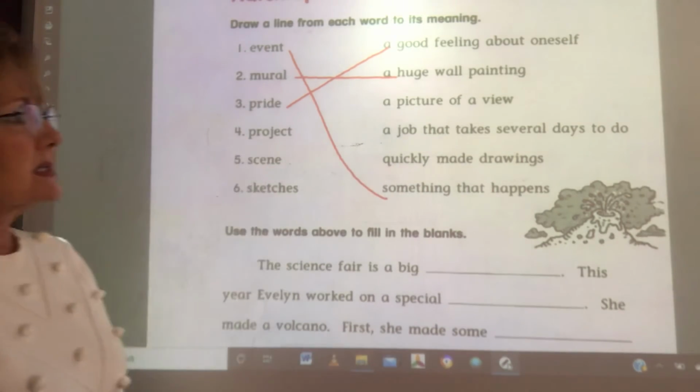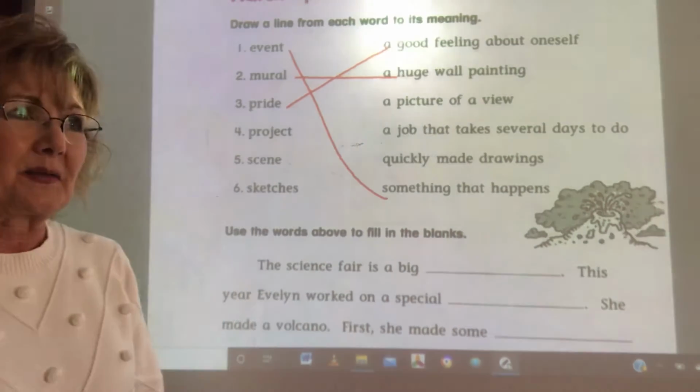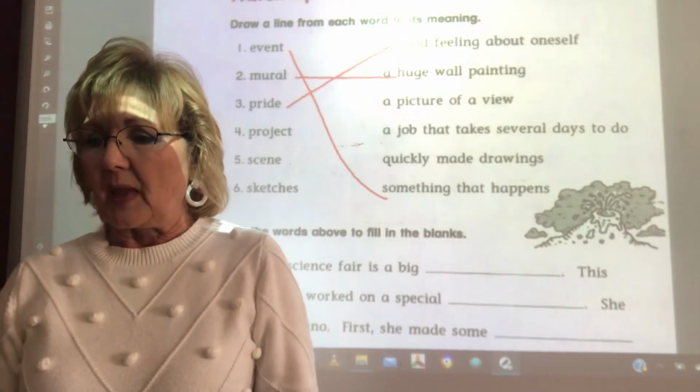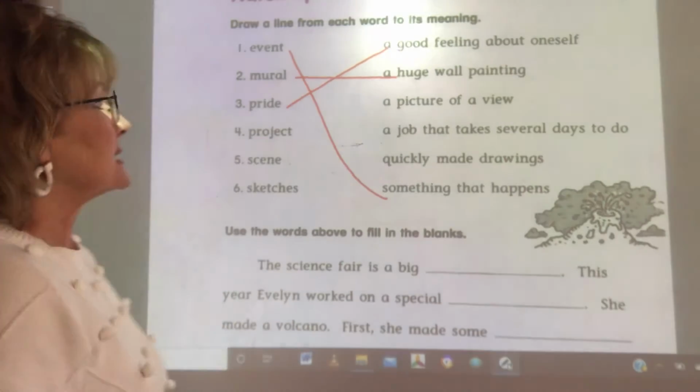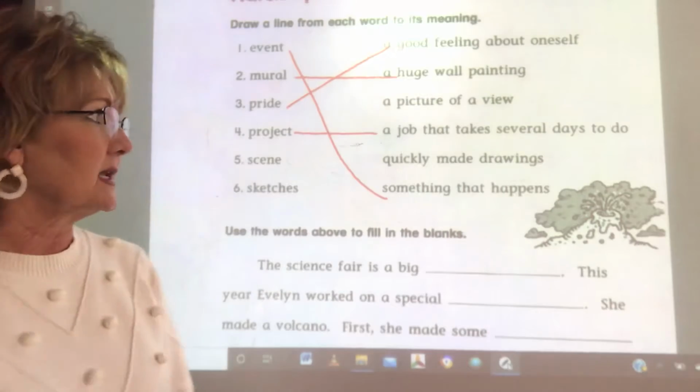A project, if you were here, you would be making a mural for open house. So that would take a long time. So a mural, a project is a job that would take several days to do.